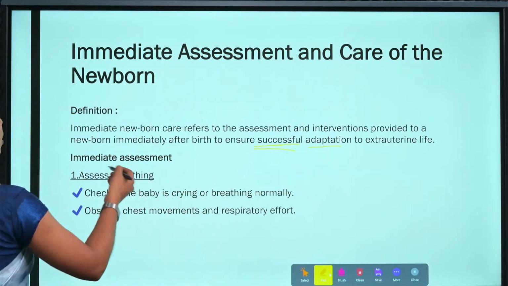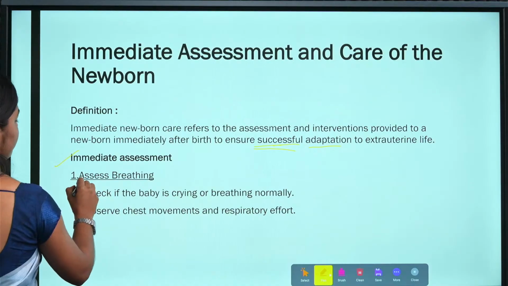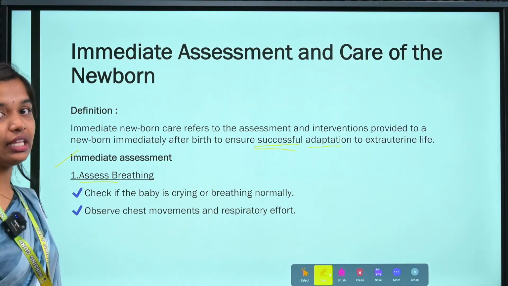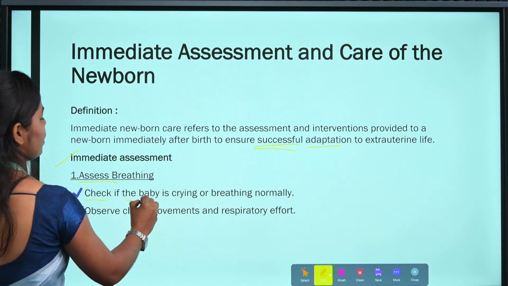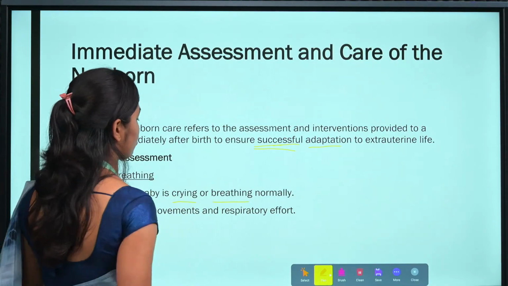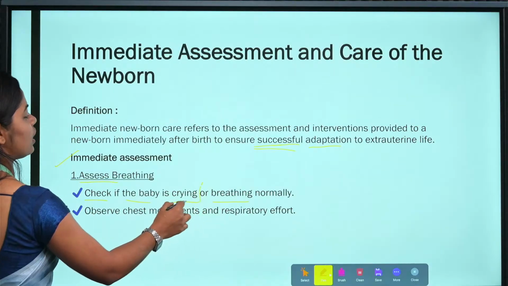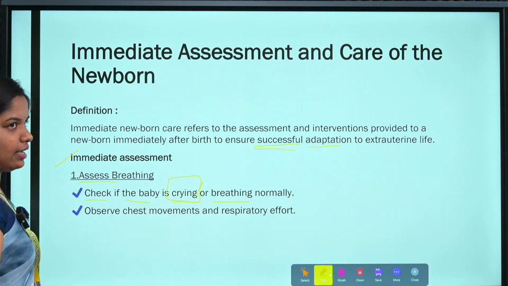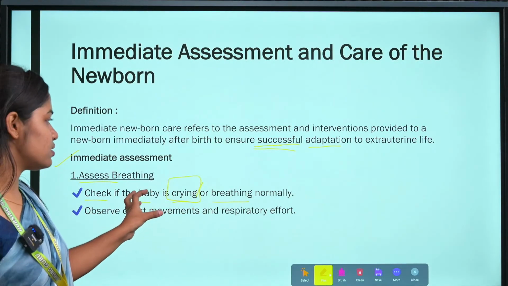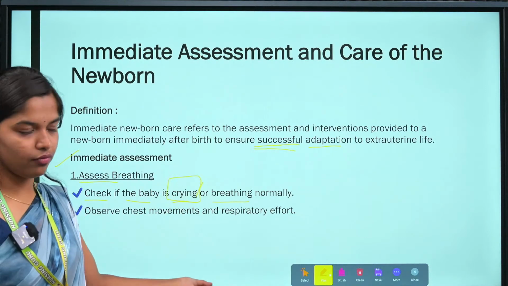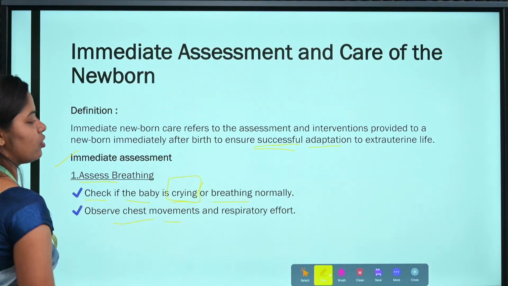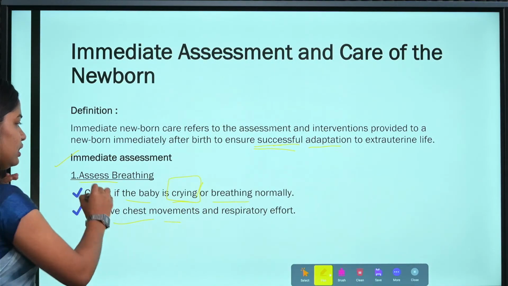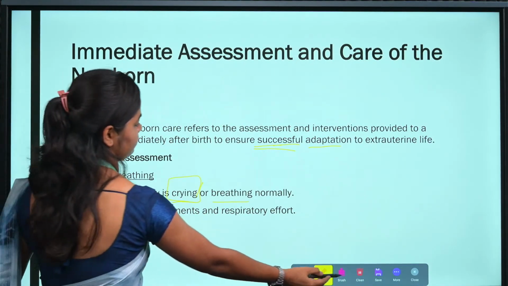Here first what we will do is immediate assessment. In that, first we will assess the breathing of the newborn. Check if the baby is crying or breathing normally. Once the baby is delivered, it has to cry. If it cries, it means the breathing is normal. We have to check that and observe the chest movements and also respiratory effort in the assessment of breathing.